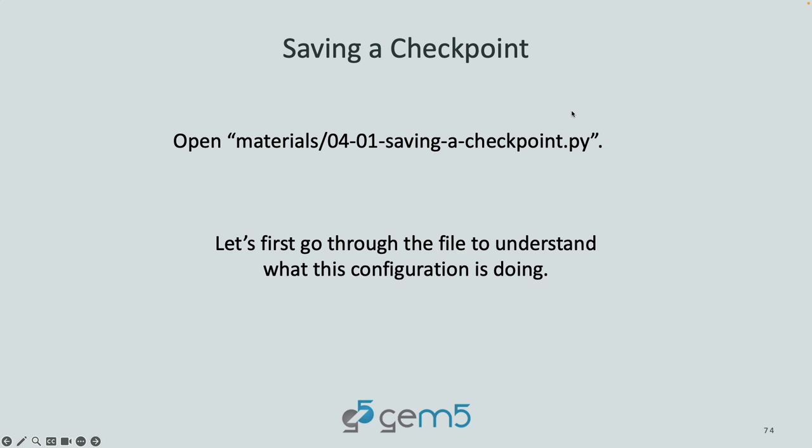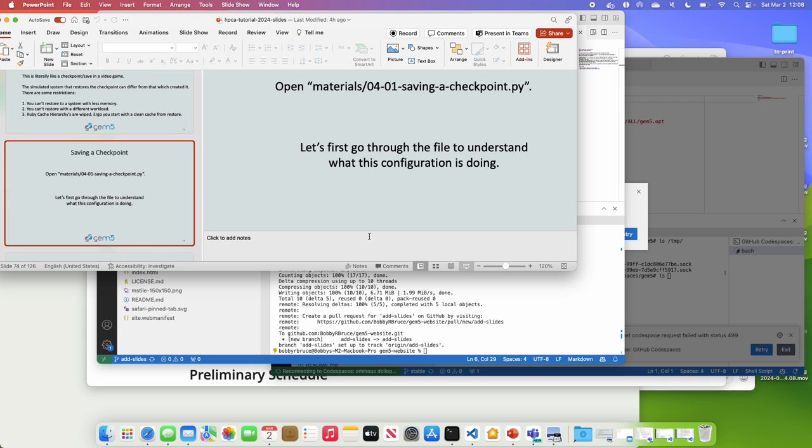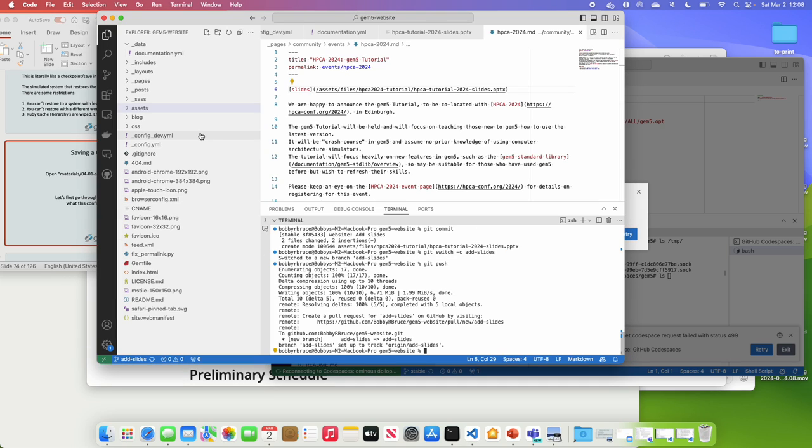So saving a checkpoint. What does it look like? Let's go through the file that I've got here. Materials 04, 01. I think it's still called that, or I renamed it something stupid.